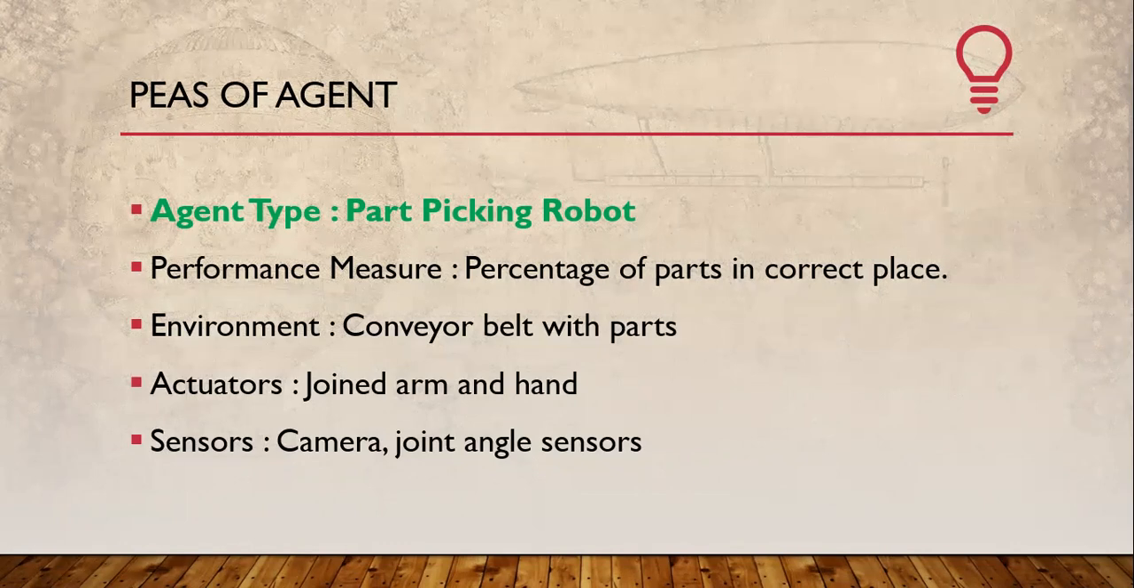Sensors would be, when these parts are going on, the part picking robot will sense using the camera and certain sensors that, okay, this is the part which needs to be picked up. And then the actuators will be a joint arm and a hand which will pick up that part and put it somewhere. So that's about the part picking robot.